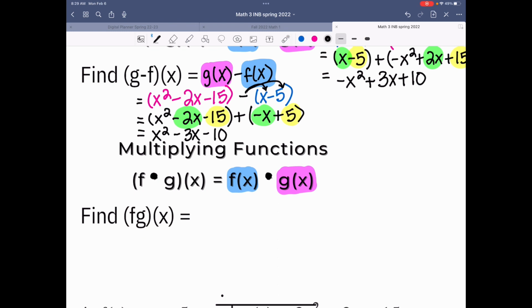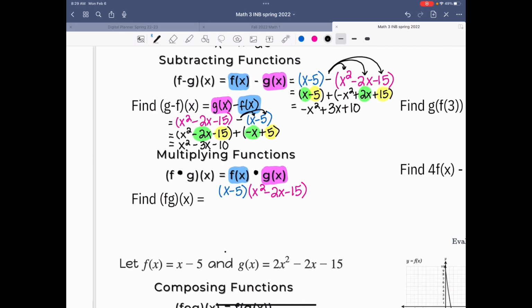So the box method, basically what is going to happen is we're going to wind up with x minus 5, and we're going to multiply that by x squared minus 2x minus 15. And the box method is really simply just a way to organize.